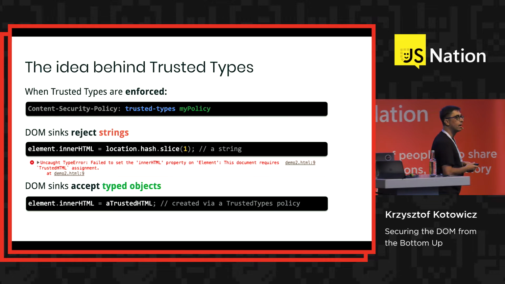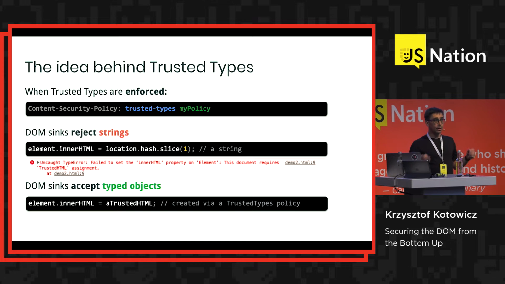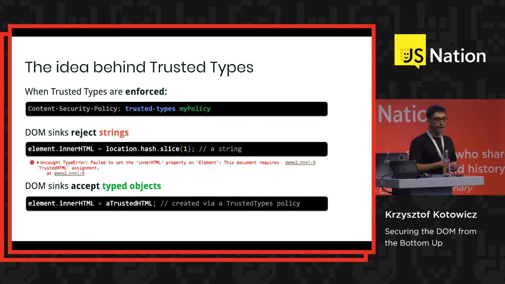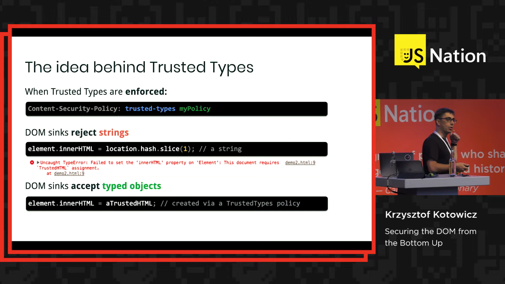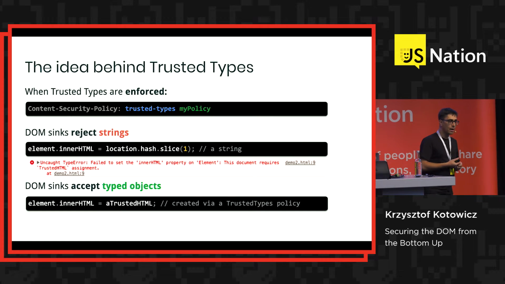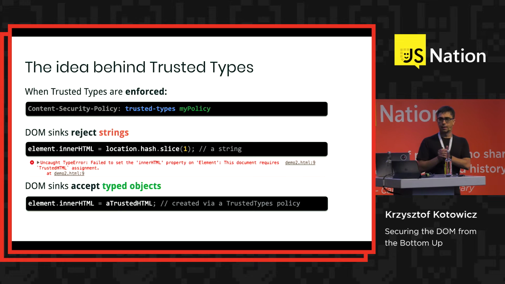When the web application author decides to use this API in an enforcing mode, what needs to be done is that there's a new content security policy directive called trusted-types, and there's this my-policy, which is a policy name. We will, again, get to that a little bit later.